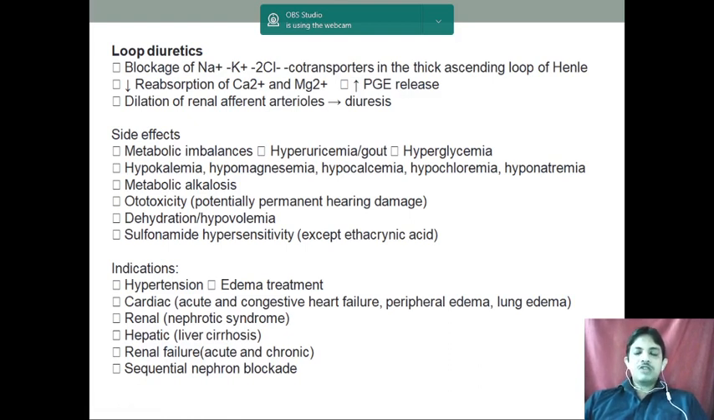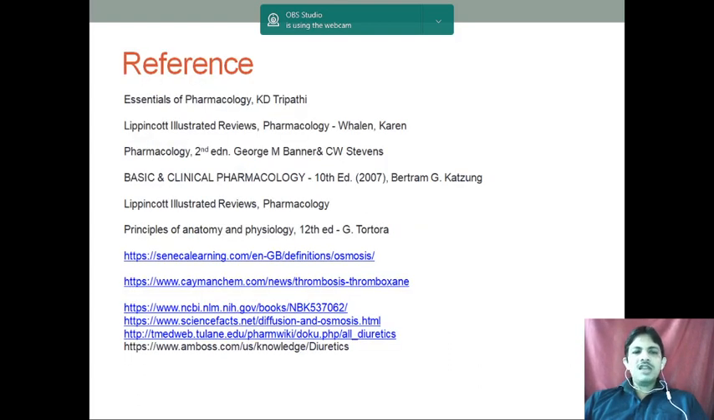So in the next class we will see the mechanism of action of some other diuretics. And these are some references, so you can go through the references. The diagrams have also been taken from these references to help you understand.